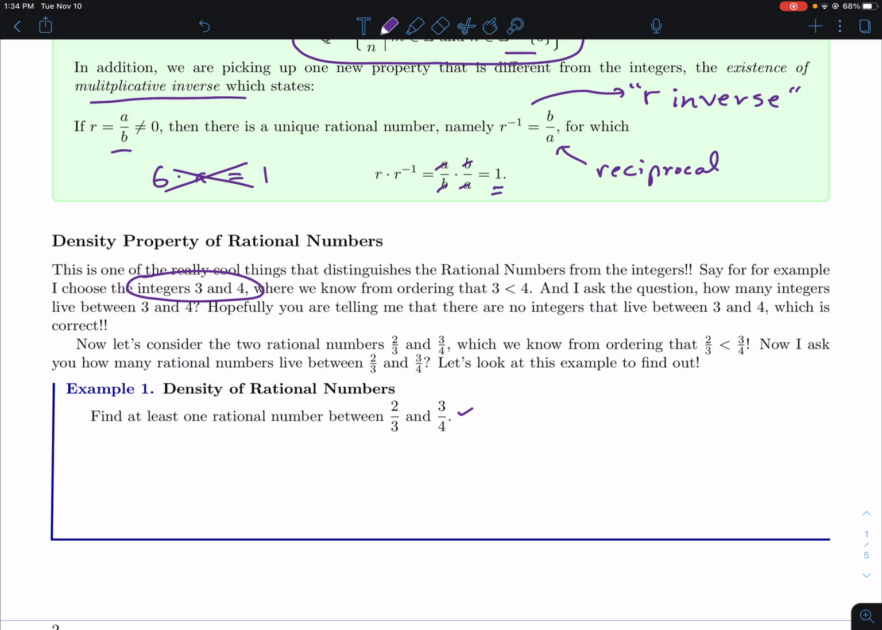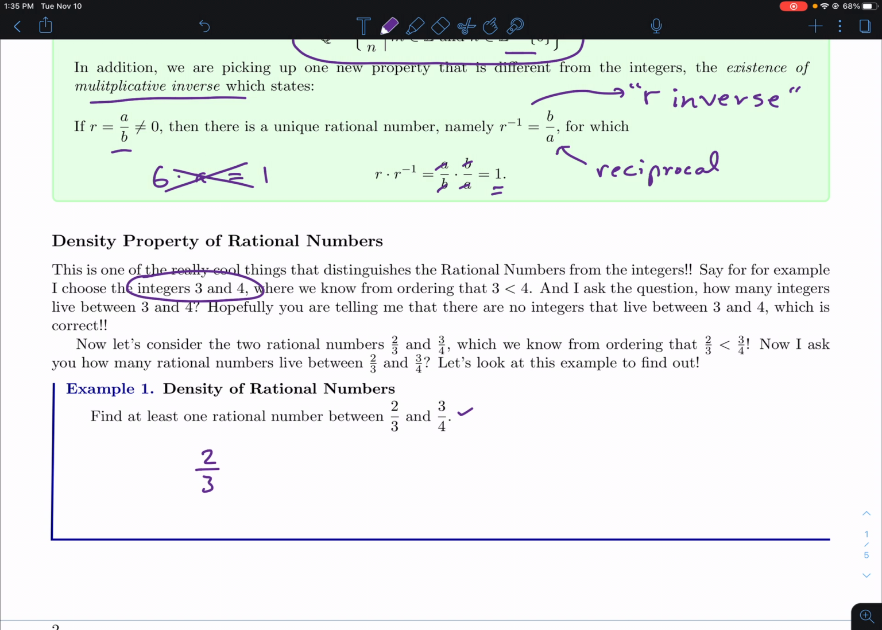Let's look at this example here. The goal is to find at least one rational number between 2/3 and 3/4. The way we go about doing this is to make these guys have the same denominator. In this case, you don't have to go for the least common denominator, and in some cases, if you do go for the least common denominator, you may not actually get the answer right away.